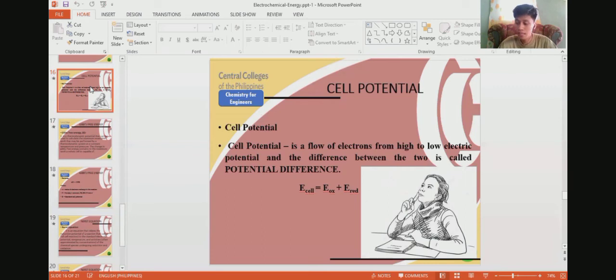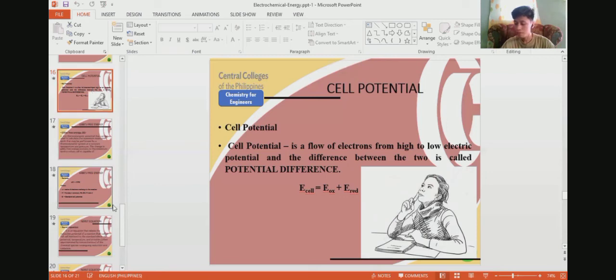So, ano nga ba yung titration? So, yung titration is it is a process of chemical analysis of some constituent of a sample. Ang titration is para siyang pattern ng daloy ng isang electrode. Para siyang dinedetect niya yung analysis ng daloy ng isang electrode.